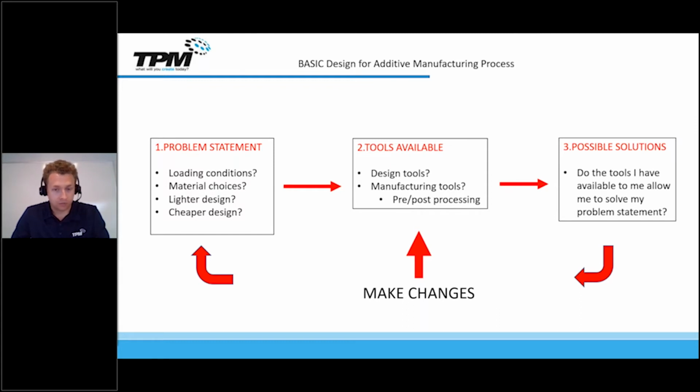Typically, this comes down to cost. Then number two, we need to determine what tools we have available to us. This section is where design for additive manufacturing differs the most from traditional manufacturing processes.